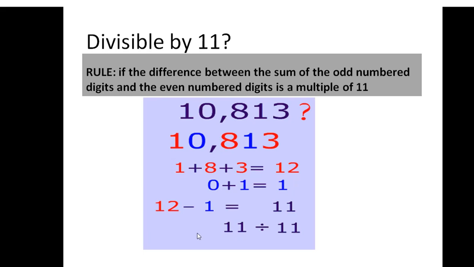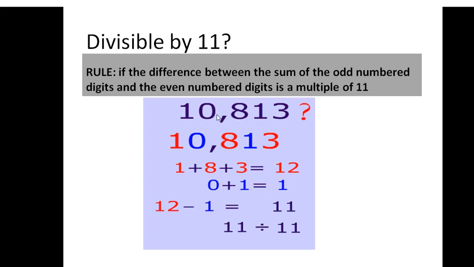In the rule, you have to read once again: the difference between the sum of the odd numbered digits and the even numbered digits. First we have to calculate the sum of the odd numbered digits and the even numbered digits. Then we have to find the difference of those two numbers. That's why we are subtracting here. Okay, 12 minus 1 equal to 11. So 11 is a multiple of 11, so this number is divisible by 11.